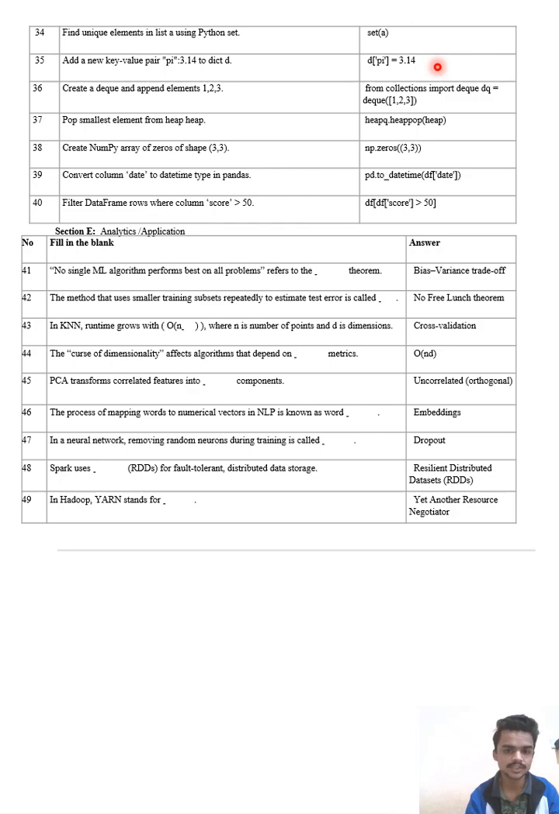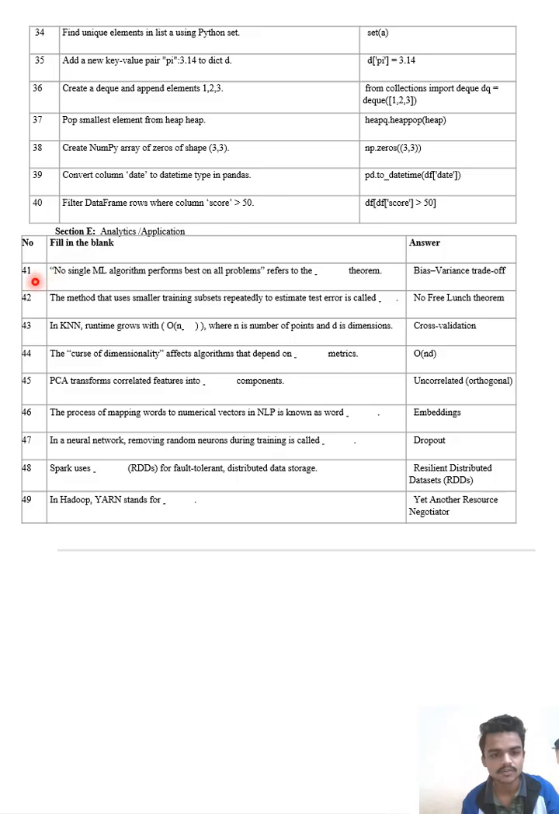Create a numpy array of zeros of shape 3, 3. np.zeros, we will write 3, 3. Convert column date to datetime type in pandas: pd.to_datetime df of date. In question number 40, filter data frame rows where column score is greater than 50, and we will write here df of df score is greater than 50.